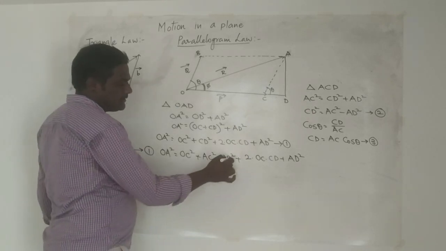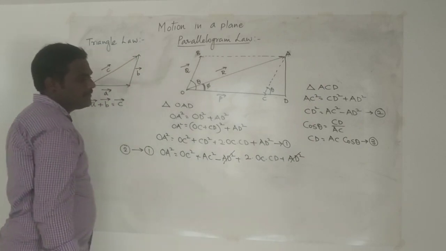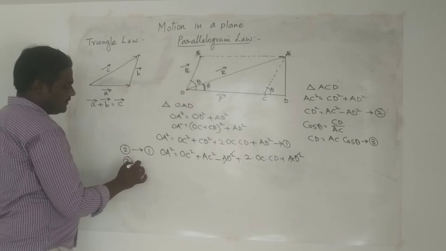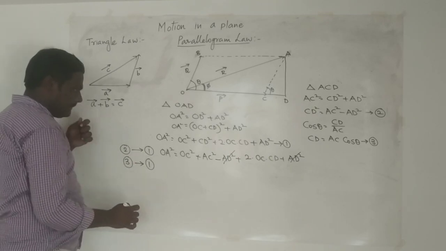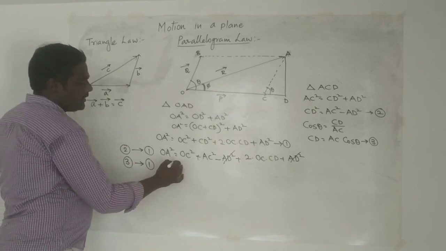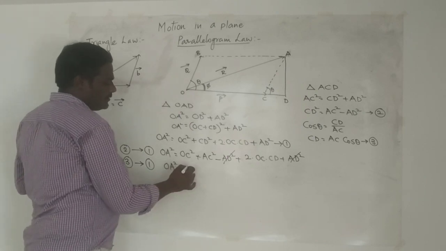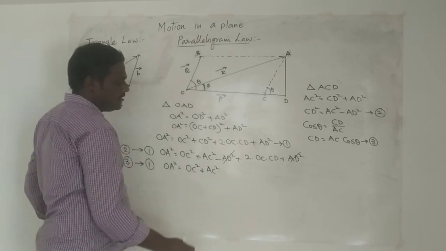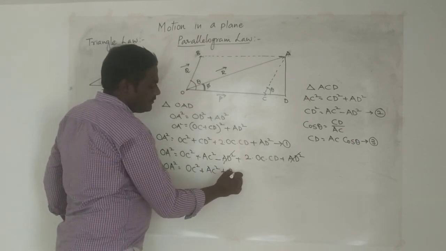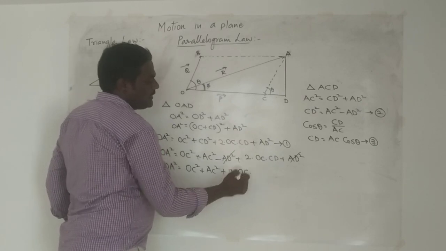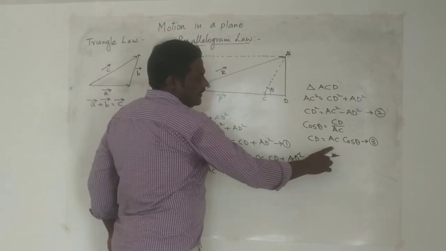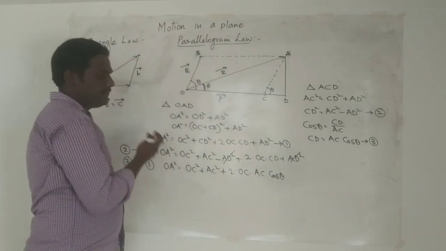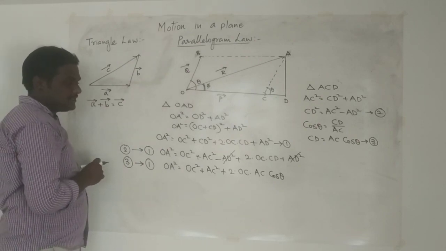Now the like terms will be cancelled: AD square plus AD square, plus and minus. Now substitute equation 3 into equation 1. OA square, let it be as it is. OC square I will take as it is. And AC square also as it is. Plus 2 into OC I will take as it is. But CD can be taken as AC cos theta. So CD is replaced as AC cos theta.